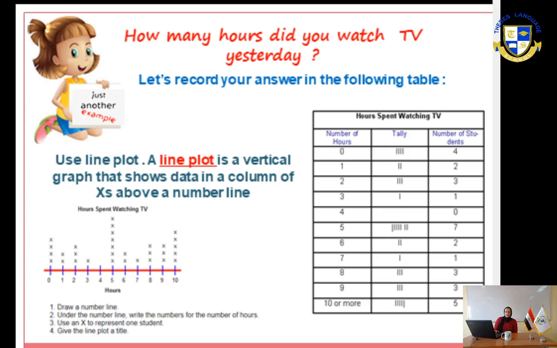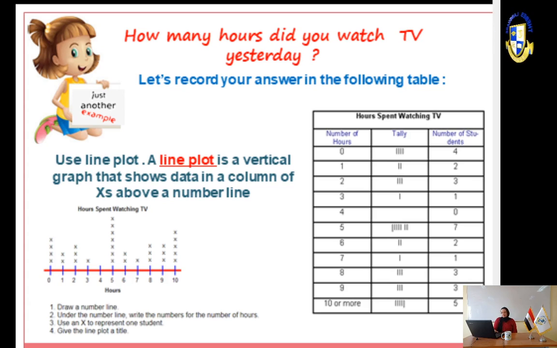Again, look at the table. How many students watched the TV for 1 hour? Here we have 2. So we are going to draw 2 x's. How many students watched for 2 hours? We have 3. How many students watched the TV for 3 hours? We have 1. We took the data from the table. You have to look at the table first, then draw the x's and represent the data on the line plot.